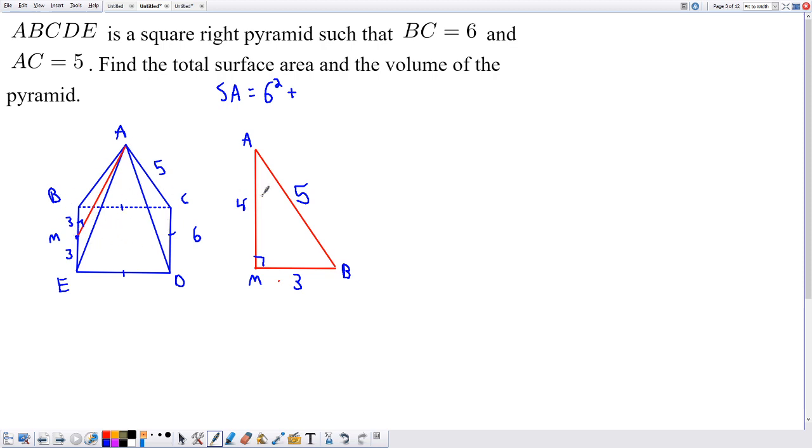is 4. So in total, the area of each triangle is going to be 1/2 the base of the triangle, which is going to be 6, since that's this entire length BE, times the height, which we know is 4. Now, in total, there are 4 triangles: ABE, EAD, DAC, and CAB. So we can take this formula for the area and multiply it by 4 to get the total number of triangles.